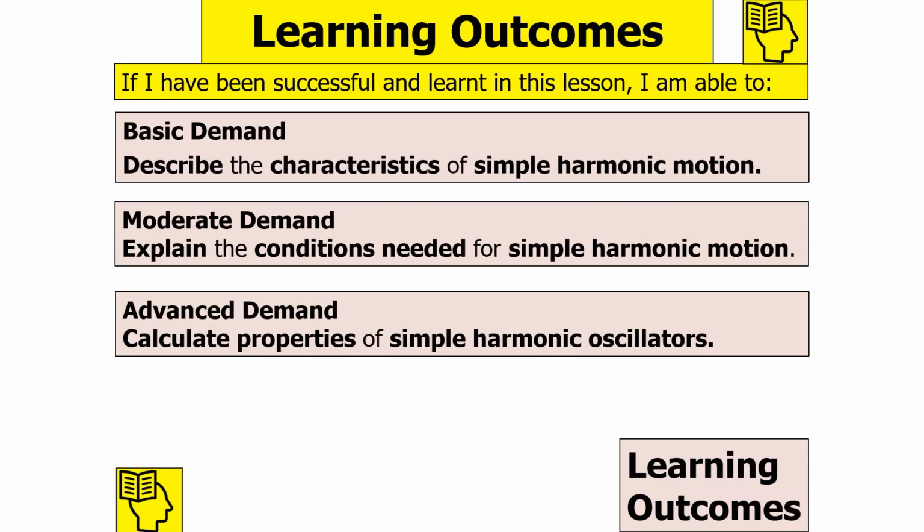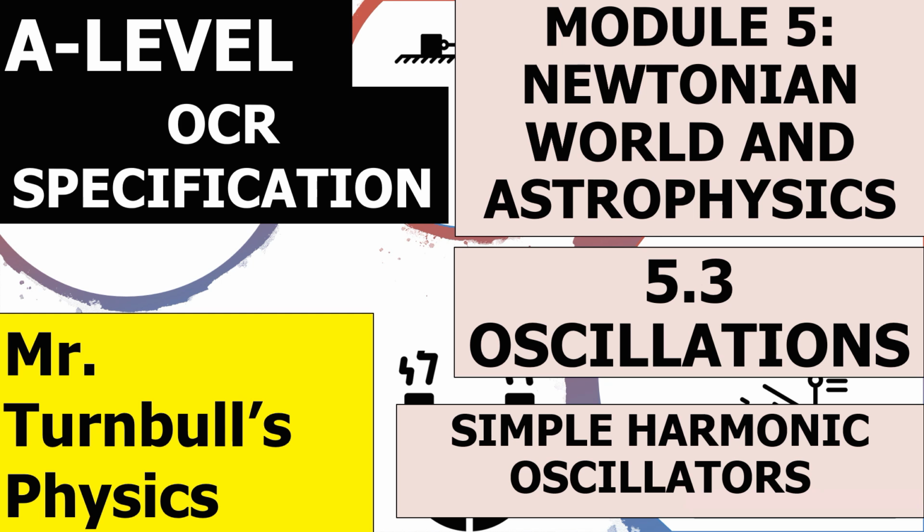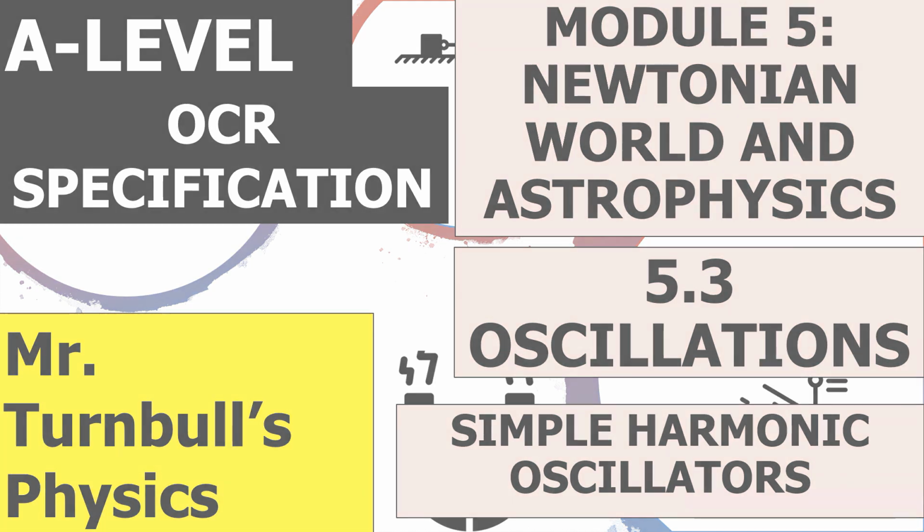If we've been successful in today's lesson, we should be able to describe the characteristics of simple harmonic motion, explain the conditions needed for simple harmonic motion, and calculate properties of simple harmonic oscillators. Thank you very much for watching this lesson on simple harmonic oscillators, which is part of the oscillations topic in Module 5, Newtonian World and Astrophysics for OCR A-Level Physics. Thank you so much for listening and have a lovely day.